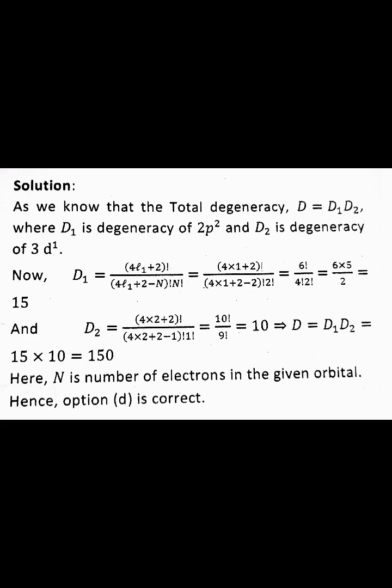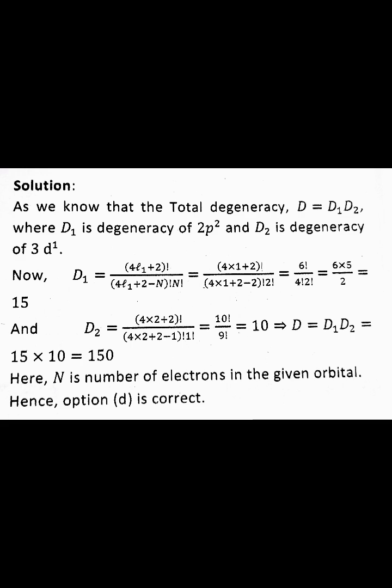Similarly, we can do this calculation for D2. D2 is the degeneracy for 3D1. For 3D1, L is equal to 2 and N is equal to 1, that means the number of electrons is 1. Therefore, D2 is equal to (4 into 2 plus 2)! divided by (4 into 2 plus 2 minus 1)! into 1!, and this is equal to 10! divided by 9!, and this is equal to 10.